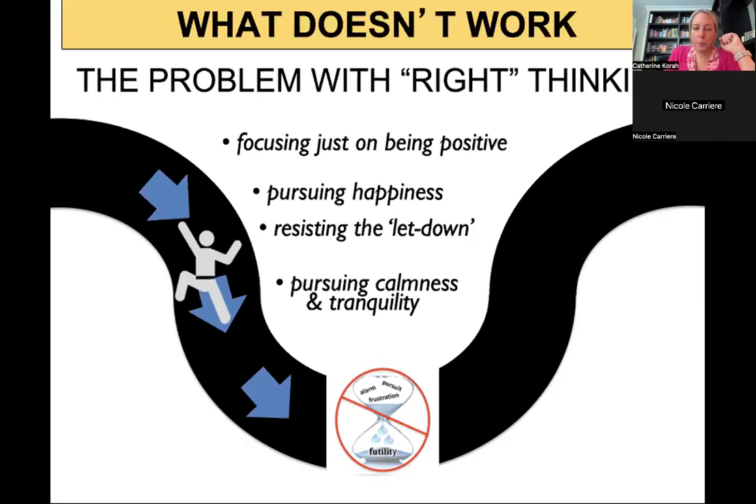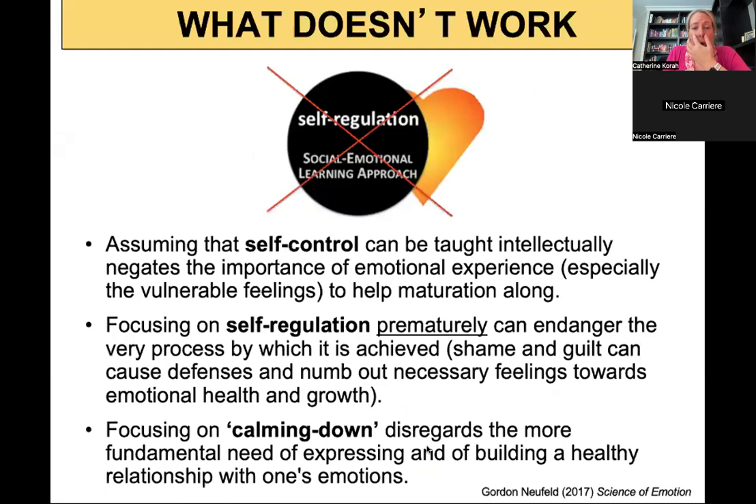And so the third piece to address as well is trying to teach self-regulation prematurely and believing that self-regulation is something that you build through skills and teaching only. And so there's a lot of social emotional learning programs that exist. I know that all boards have them, including ETSB.